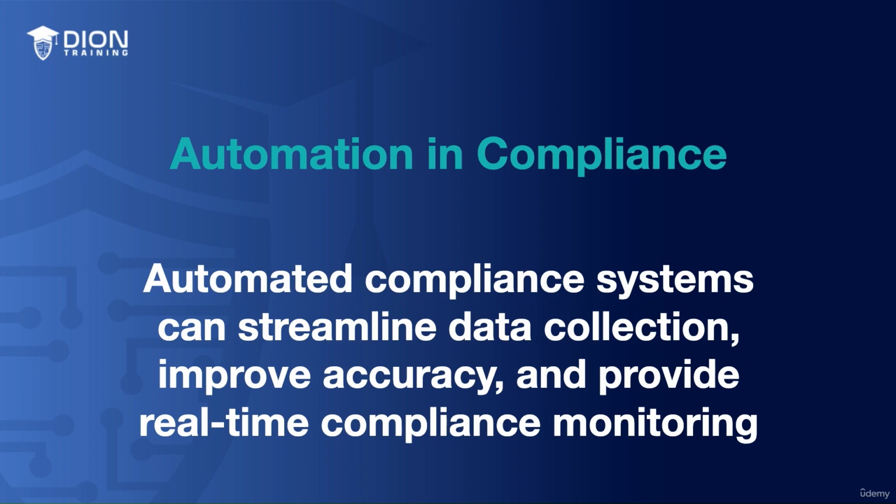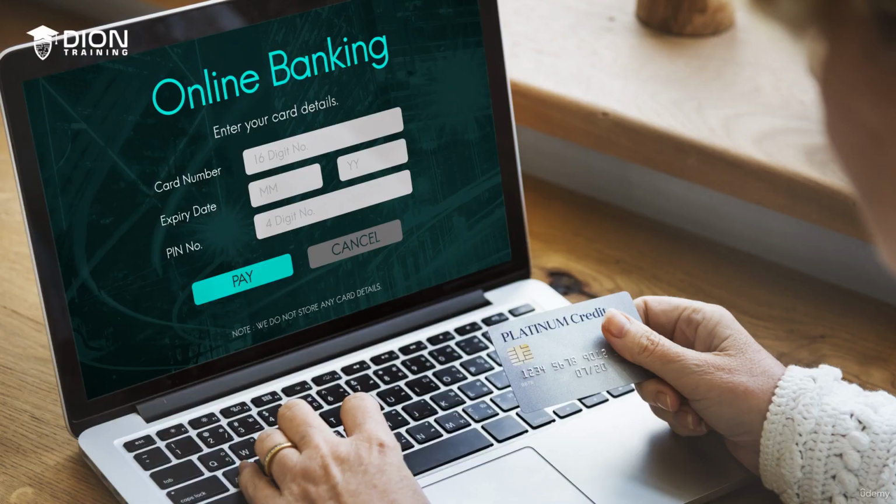Automation is increasingly playing a crucial role in compliance. Automated compliance systems can streamline data collection, improve accuracy, and provide real-time compliance monitoring. For instance, a healthcare provider might use an automated system to monitor patient data privacy compliance. The system could automatically flag any unauthorized access to patient records, enabling the provider to quickly identify and address any potential HIPAA violations. Similarly, a bank might use an automated system to monitor transactions for potential money laundering activities. The system could automatically generate reports detailing any suspicious transactions, simplifying the bank's compliance reporting process.